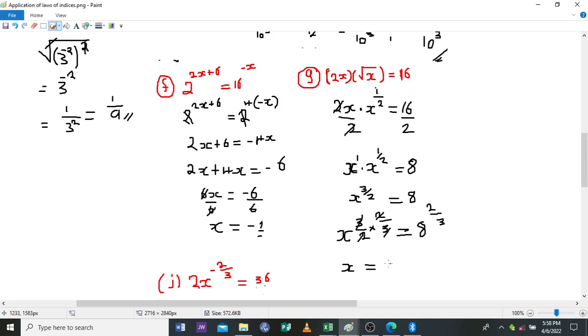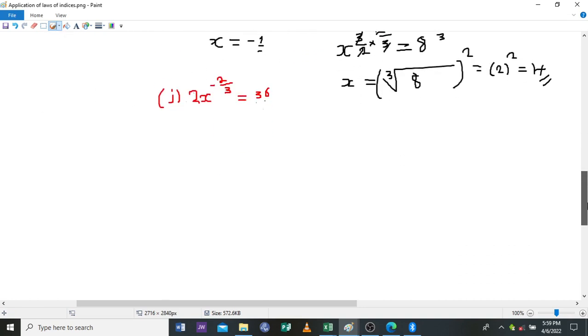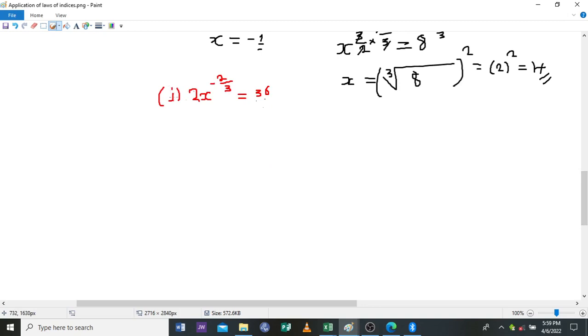Here you're just going to have 8, right? So you're going to have 8 here. Now in this case, you are looking for the cube root of 8, right, raised to the power 2, which will simply give you the cube root of 8, that's 2 to the power 2, right, which will just give you 4. So x is equal to 4. Thank you so much. Now let's do the last one.